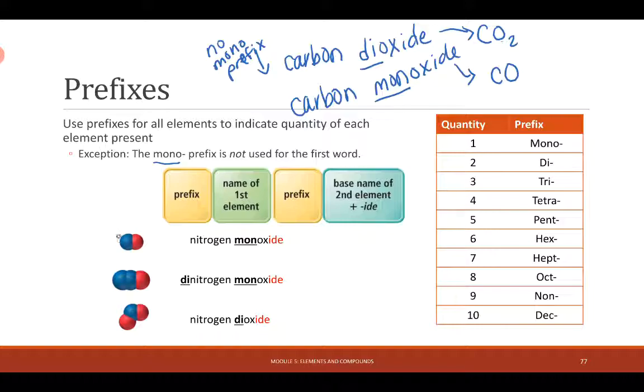This molecule has 1 nitrogen and 1 oxygen. This has a chemical formula of NO, and so that's nitrogen monoxide.